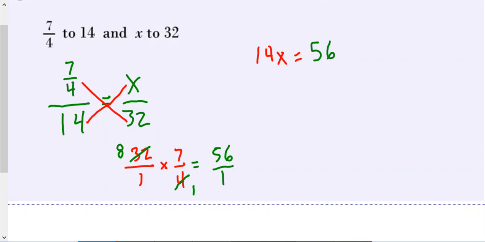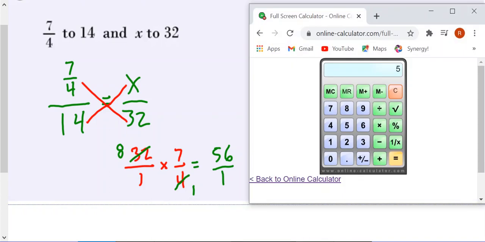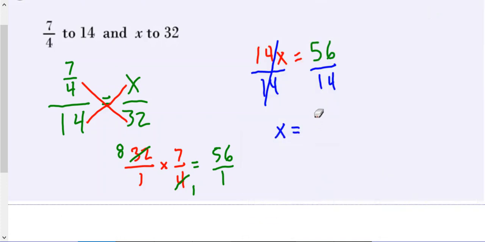Now we have our equation, and we can solve for the unknown. We're going to first divide by 14 and divide by 14. This will cancel out. We'll be left with x equals 56 divided by 14. So on our calculator, 56 divided by 14 equals 4. So x is equal to 4. Alright, moving on here.